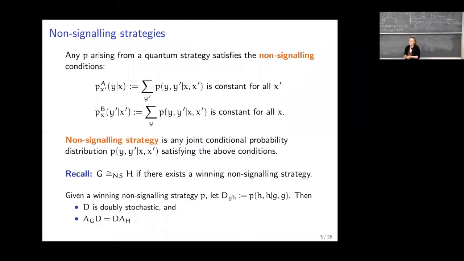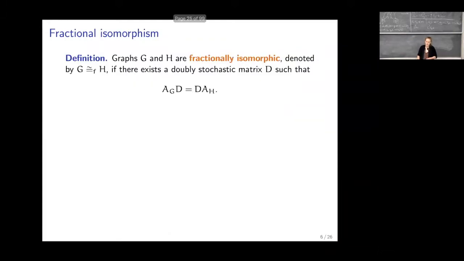Yes, fractional isomorphism, right. So indeed, this is some relation that is well known on graphs. So it's fractional isomorphism, and two graphs are fractionally isomorphic, which I'm denoting congruent sub F, if you can find a doubly stochastic matrix D such that this relation is satisfied.